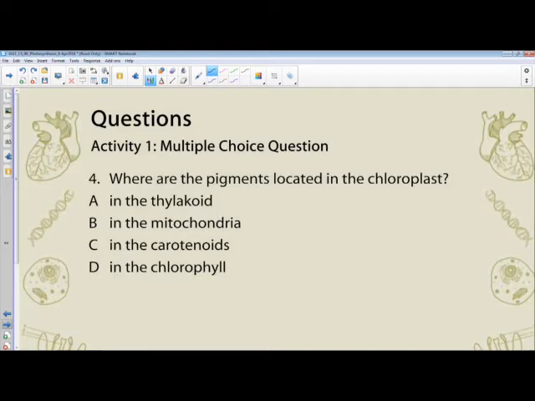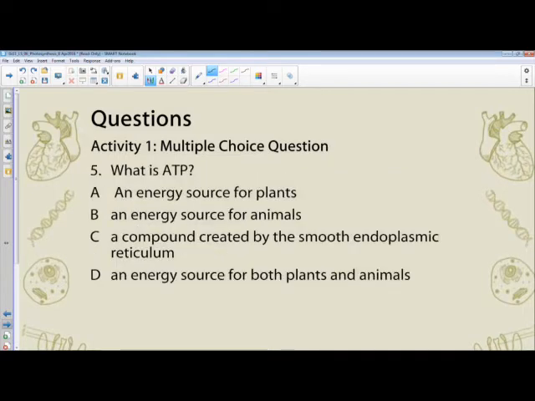Question 4. Where are the pigments located in the chloroplast? A, in the thylakoid, B, in the mitochondria, C, in the carotenoids, D, in the chlorophyll. Question 5. What is ATP? A, an energy source for cells, for plants, B, an energy source for animals, C, a compound created by the smooth endoplasmic reticulum, or D, an energy source for both plants and animals.